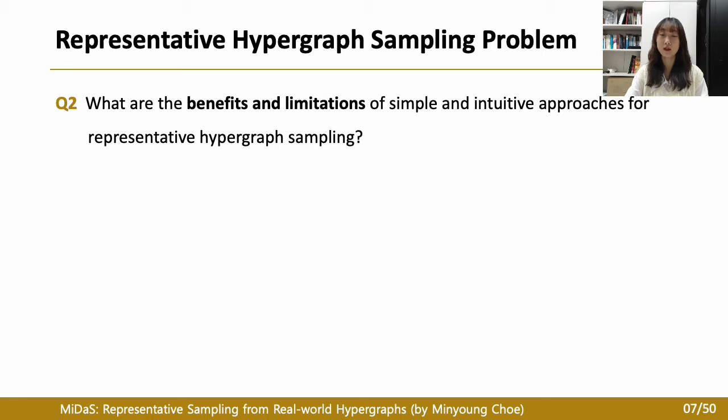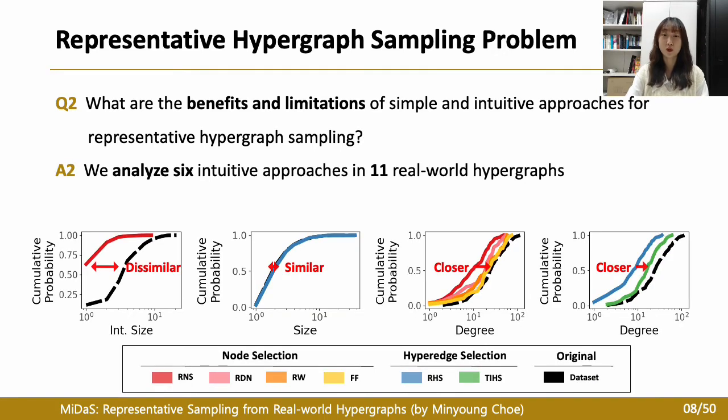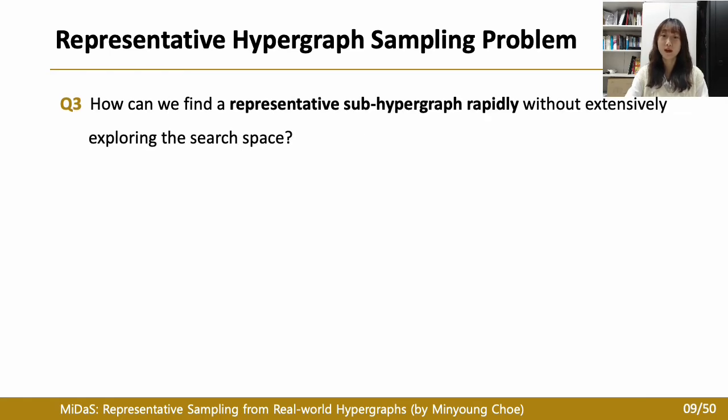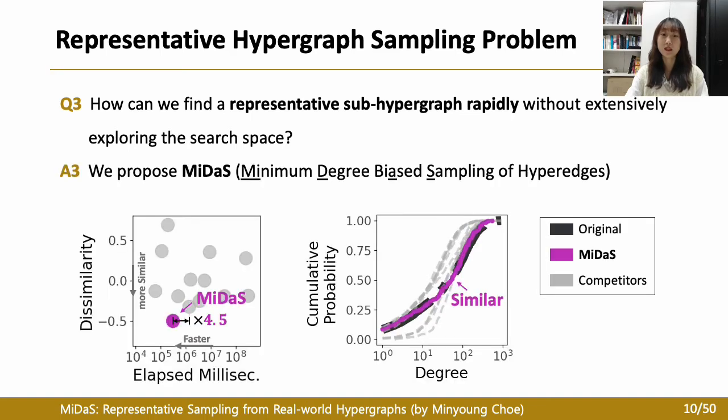What are the benefits and limitations of simple and intuitive approaches for representative hypergraph sampling? With respect to this question, we tried 6 intuitive sampling approaches in 11 real-world hypergraphs and then analyzed their characteristics. How can we find a representative sub-hypergraph rapidly without extensively exploring the search space? Regarding this question, we propose Midas, which overcomes the limitations of previous simple approaches and finds the most representative samples.